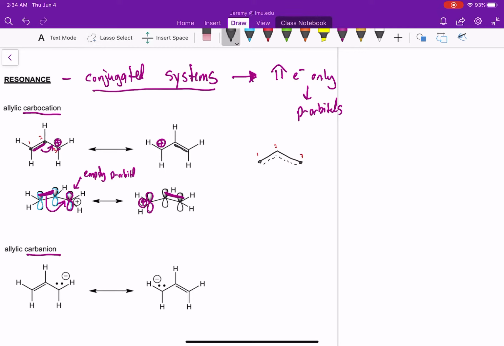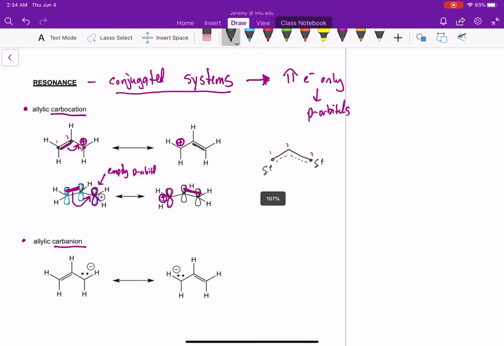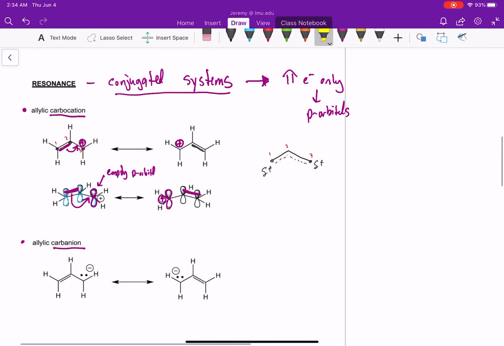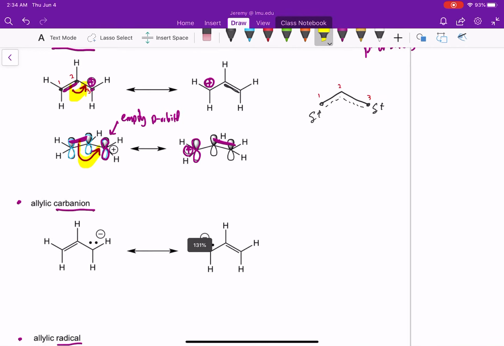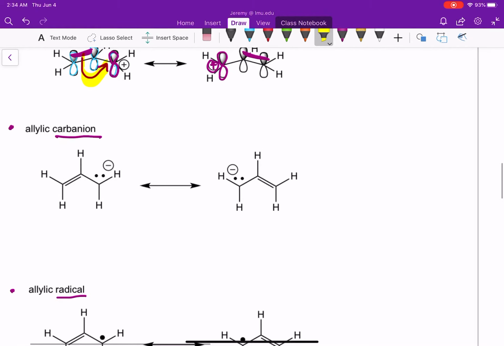So here we can just put a partial plus by carbon 3 and a partial plus by carbon 1, all right? So that's our allylic carbocation. And again, please note, when I move my electrons, I'm following the same rules as we move electrons with mechanisms. I always start where I have electron density, and I go to where I don't have electron density, okay? Because with our carbanion, that's going to be a little different, all right?